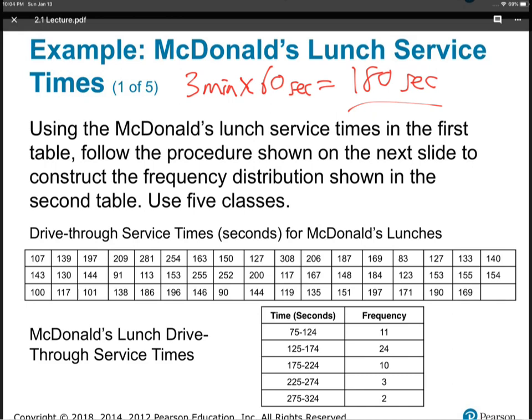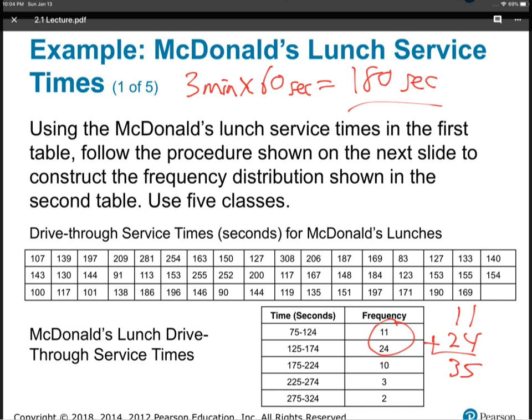About 35. Yeah, but what are these two right here? 11 and 24, add them up, 35. So 35, is that the majority? Yeah, certainly. There's only 15 that are higher than that. So the great majority are under 3 minutes.